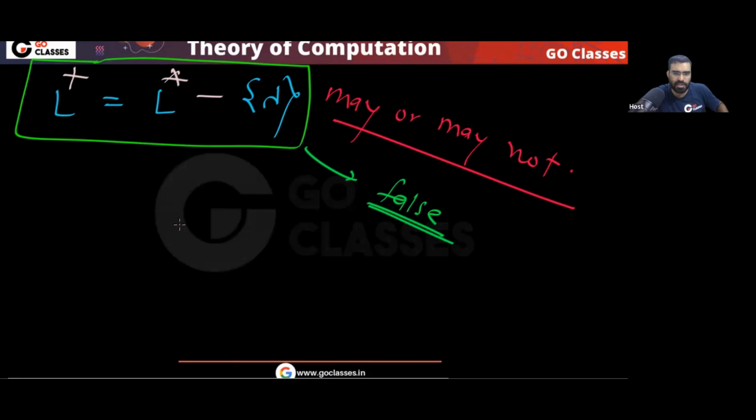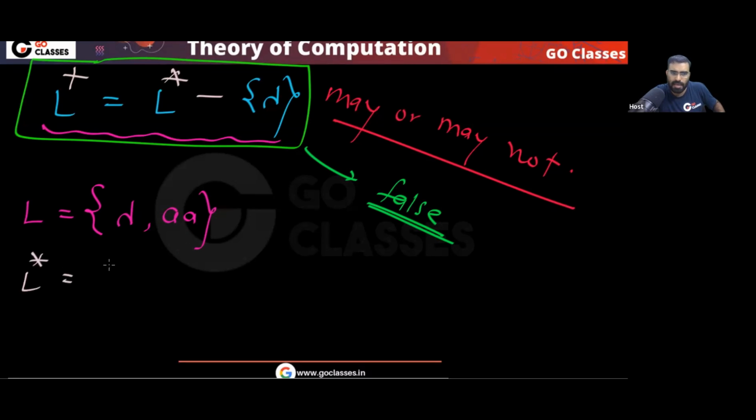Can anyone give me a counterexample for this statement? Yes. If L contains lambda, the empty string, take this example. L contains the empty string. Tell me, what is L star? L star will be all the even powers of A. Yes or no?